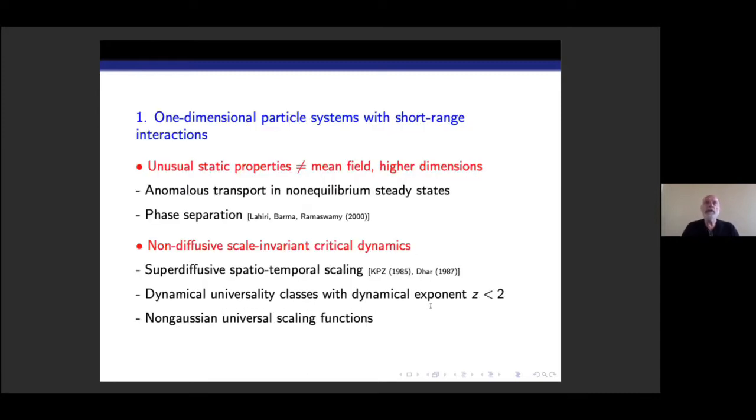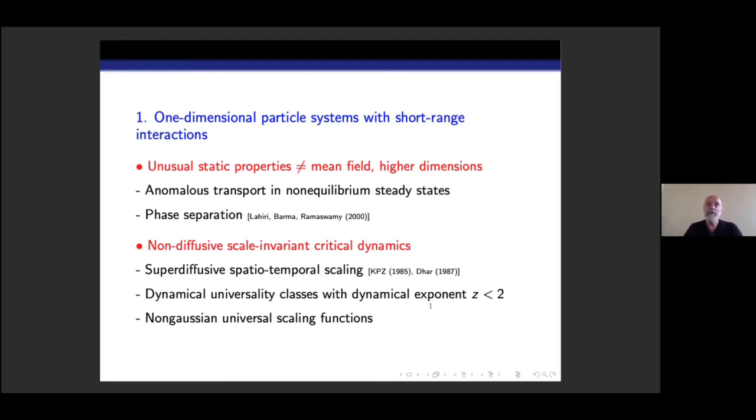Okay. So we are talking about dynamic universality classes, in particular in one-dimensional systems, particle systems that interact and have some short-range interaction. Now, we all know that we can observe unusual static properties in one dimension, unusual in the sense of not being captured by mean field or not being present in higher dimensions. So, for instance, there's anomalous transport in equilibrium steady states with divergent transport coefficients. And there's also phase separation, which you normally don't have in one dimension. So these are just static phenomena, which are very interesting and still not fully understood.